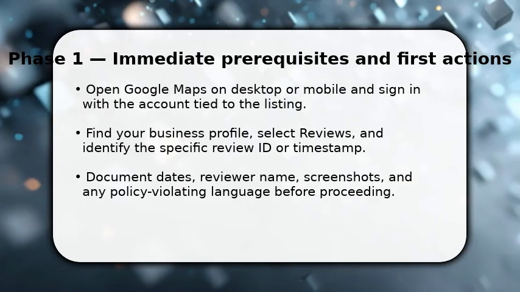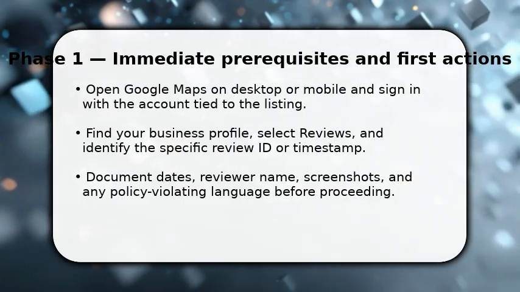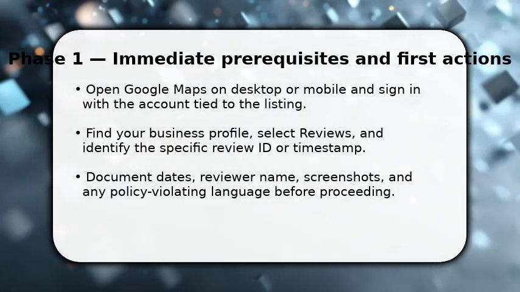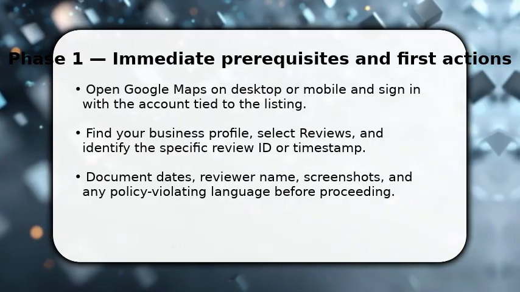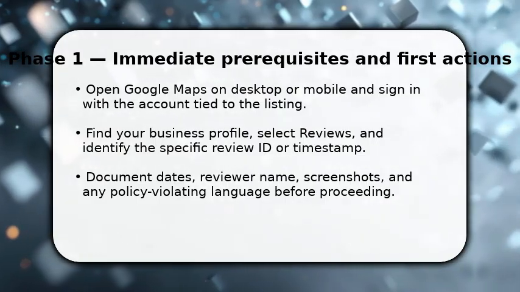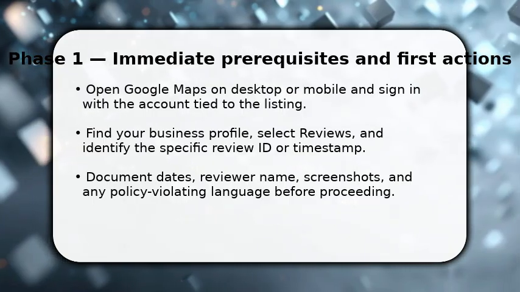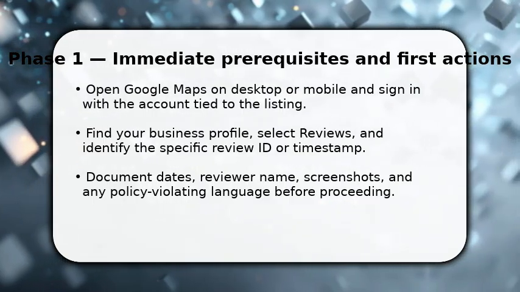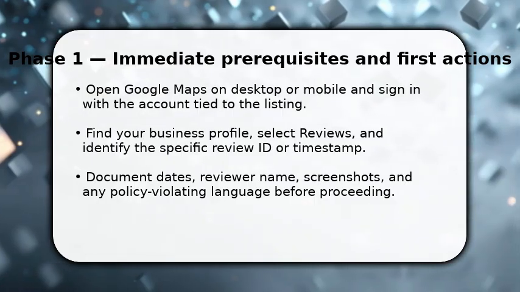You begin by opening Google Maps and signing in with the account associated with the business. This gives you access to the listing tools. Locate your business profile, tap or click Reviews, and find the exact review using its date and author. This is important for precision.